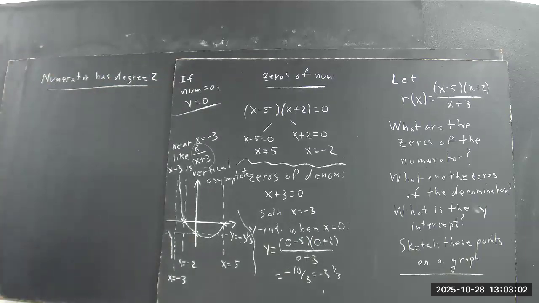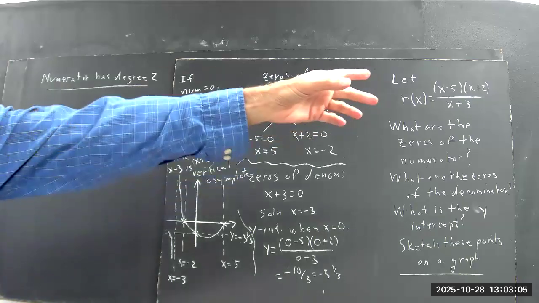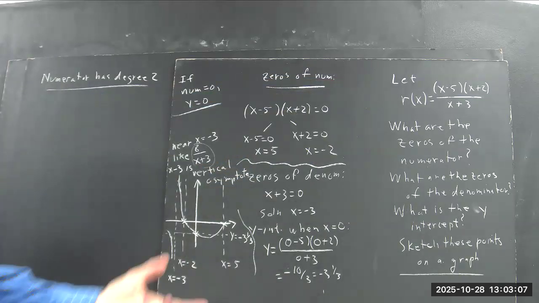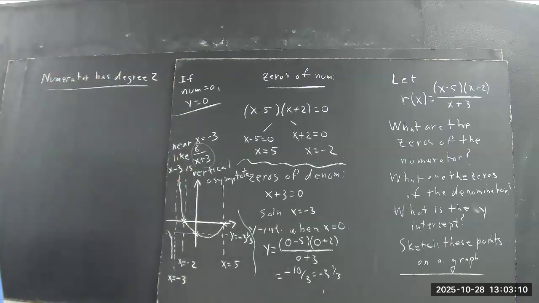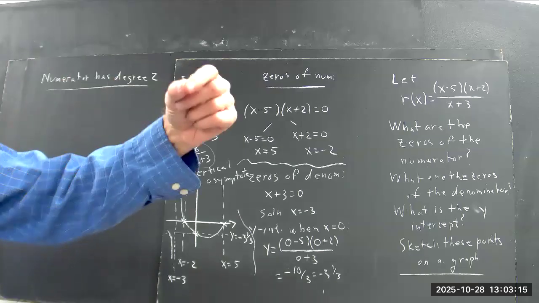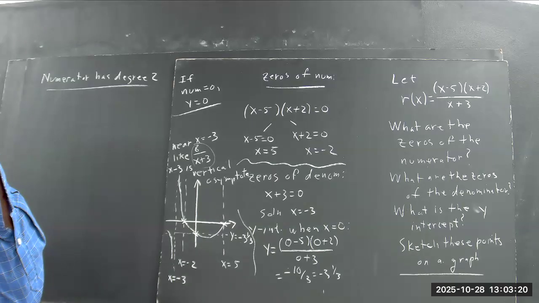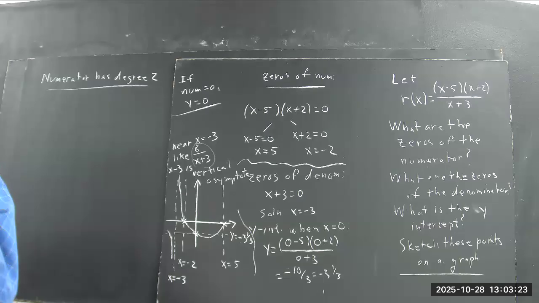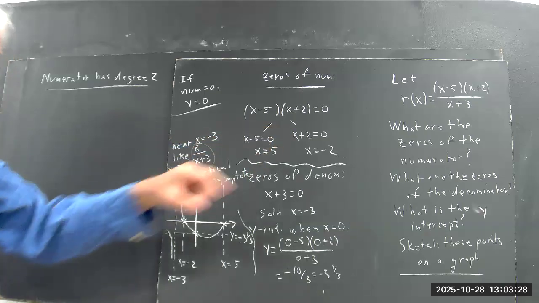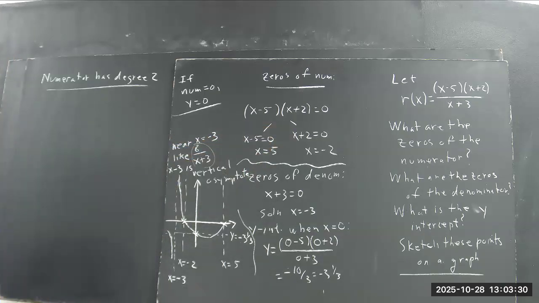Numerator has degree 2. Meaning if I expand that numerator, I'm going to get x squared minus 3x minus 10. Okay, I'll expand that and we'll do that. It's going to be an x squared, meaning the degree is 2 because the degree is the highest power you see in the polynomial. And the denominator is degree 1. So if I divide the numerator by the denominator, I'm going to get a linear function. Let's just do that.